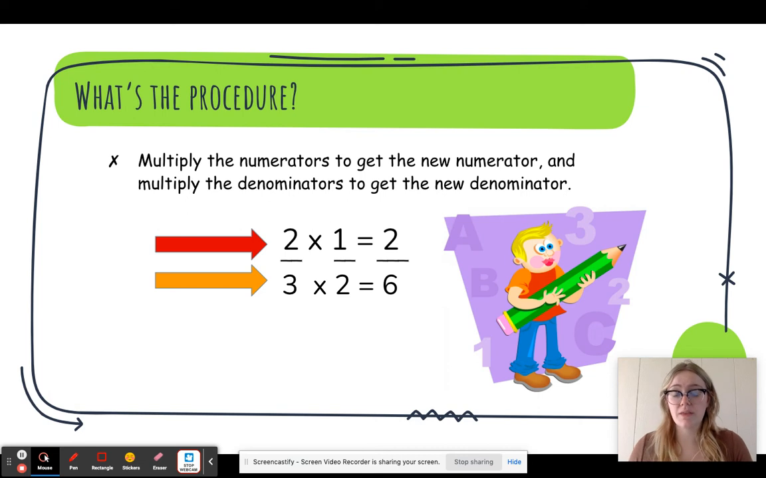Now, a procedure for this, if the models seem a little tricky to you, is you can multiply the numerators of each of the fractions to get the new numerator. So 2 times 1 equals 2. And you do the same for the denominator. Multiply the denominators to get the new denominator. 3 times 2 equals 6. Again, we get 2/6 as our answer.